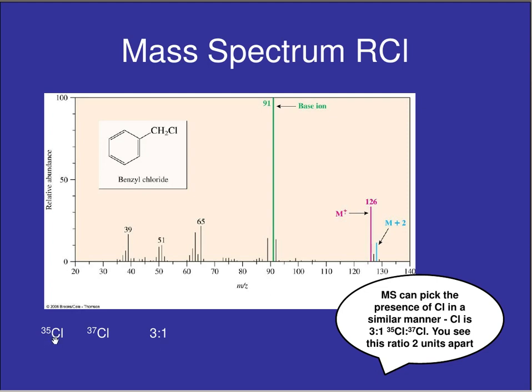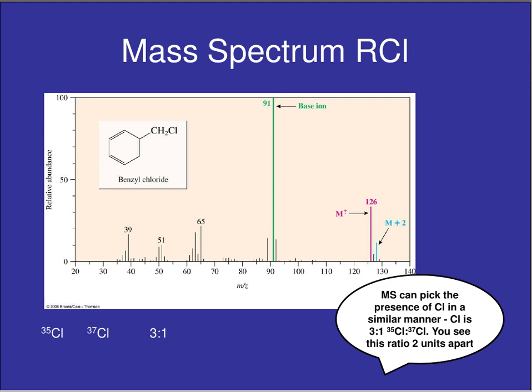don't forget that chlorine 35 to 37 occurs in a 3 to 1 ratio. So benzyl chloride has a chlorine in it, and you see a 1 to 3 ratio. That 1 to 3 ratio is indicative that there is a chlorine atom present in your molecule. Of course, don't forget that you have a base peak. In this case, the molecular ion is 126, it's of chlorine 35, but you see an M plus 2, at a third of the intensity, chlorine 37, that is present in the molecule.